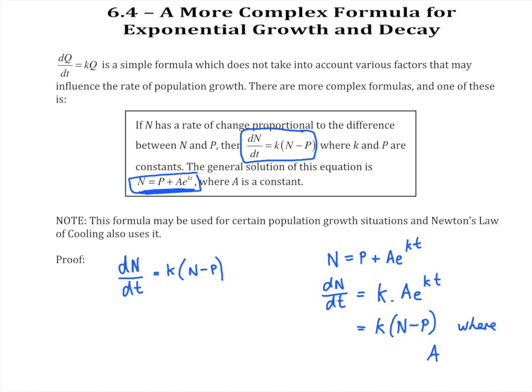Where Ae^(kt) is equal to N minus P. Now how do I know that? How do I know that's true? Well, let's look up here.